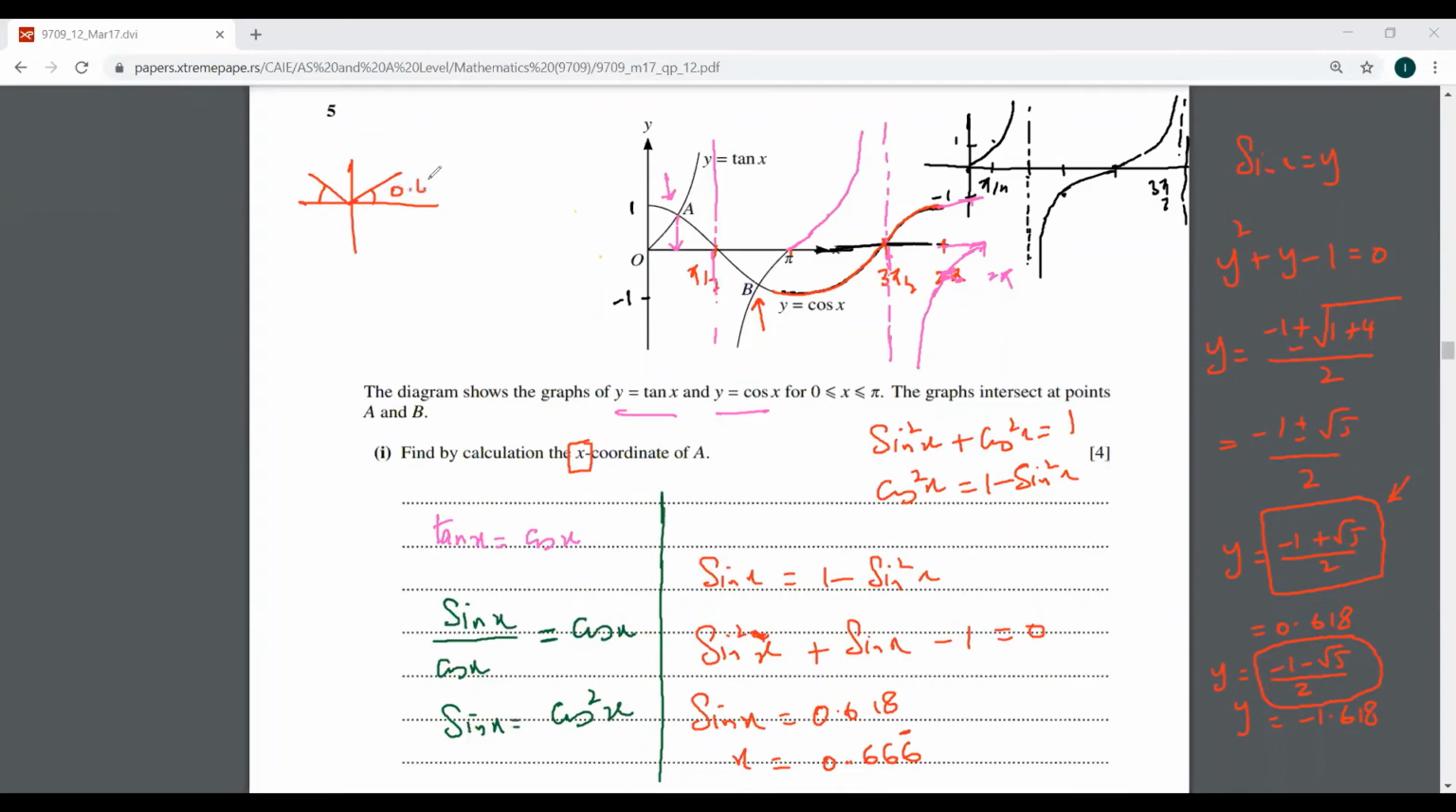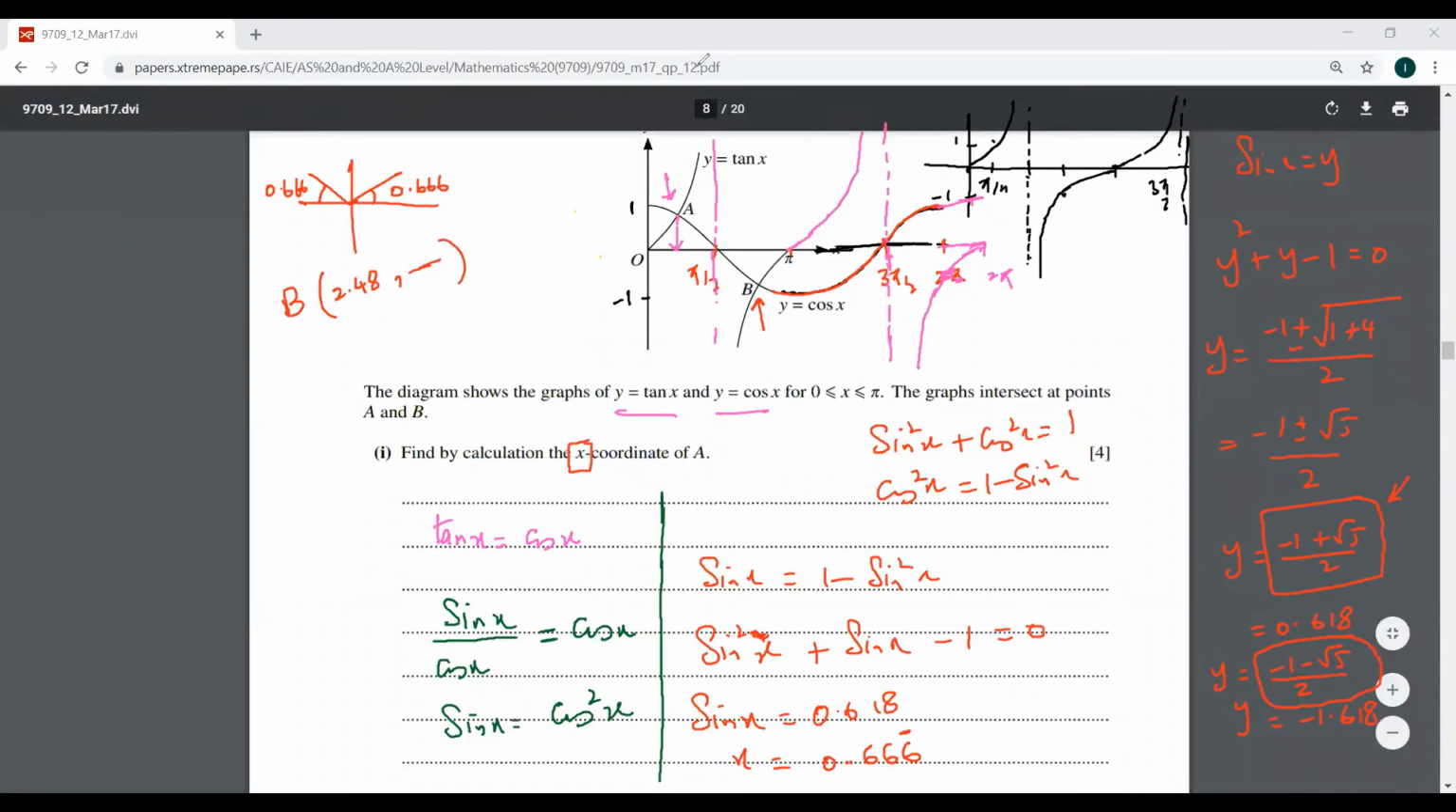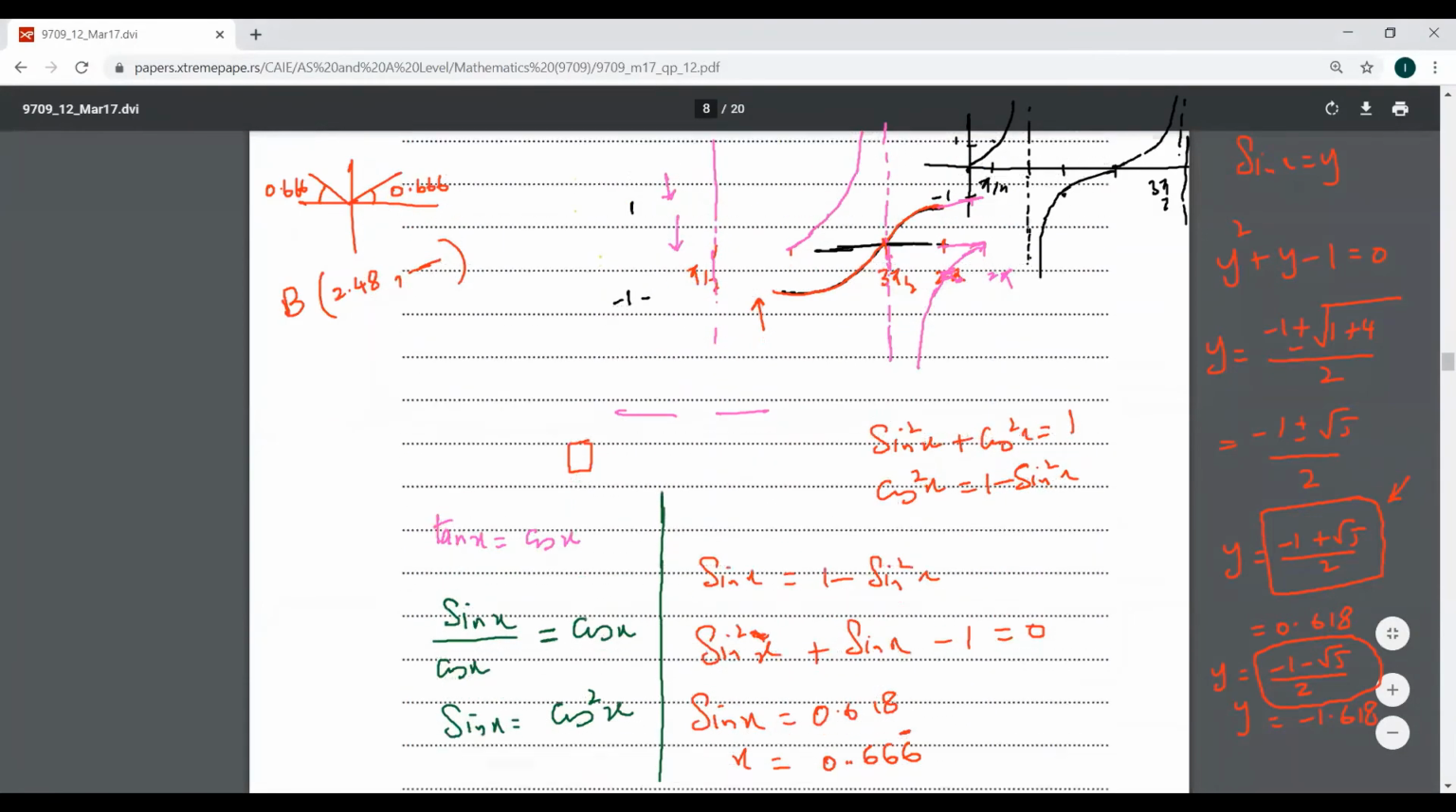So pi minus this would be 2.48, in case he wants the point B. So what is pi minus this? 2.476, which is 2.48. 2.48, comma, whatever. We're not interested in the y coordinate, okay? So let's see what is there in the B part of this question.